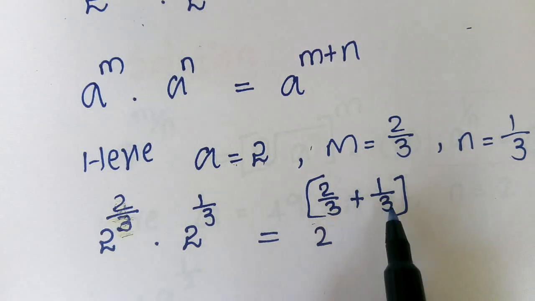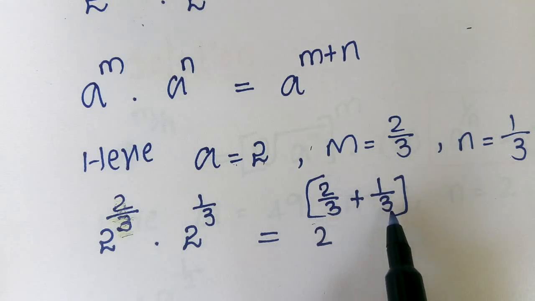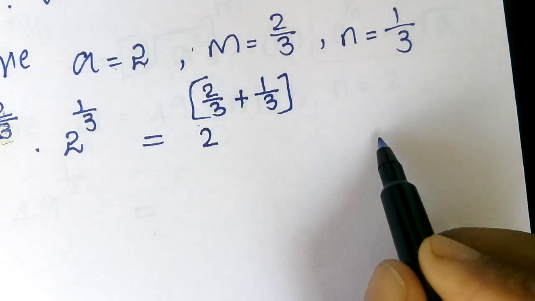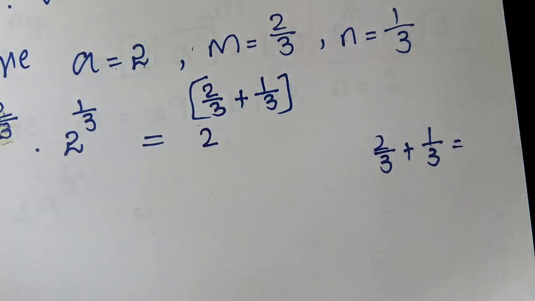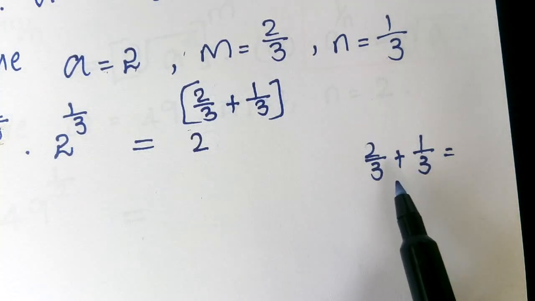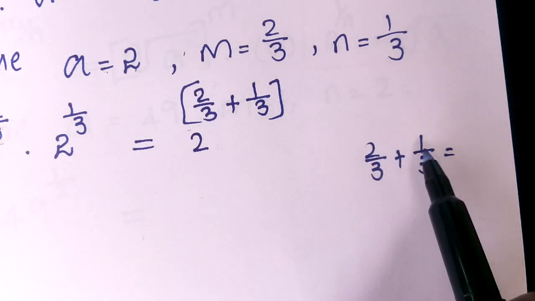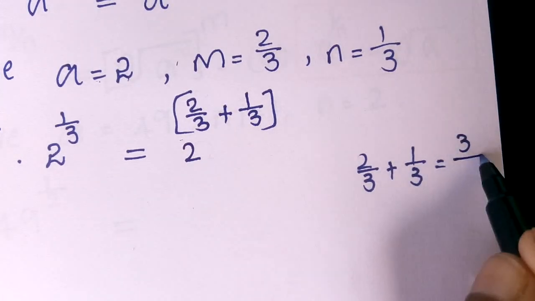So here we have addition of like fractions. Here the denominators are same, so they are like fractions. Children, do you remember the addition of like fractions? We will do it separately. 2 by 3 plus 1 by 3. While doing the addition of like fractions, add only the numerators and keep the denominator the same. Here the numerators are 2 and 1. Adding them, 2 plus 1 is equal to 3, so 3 by 3.